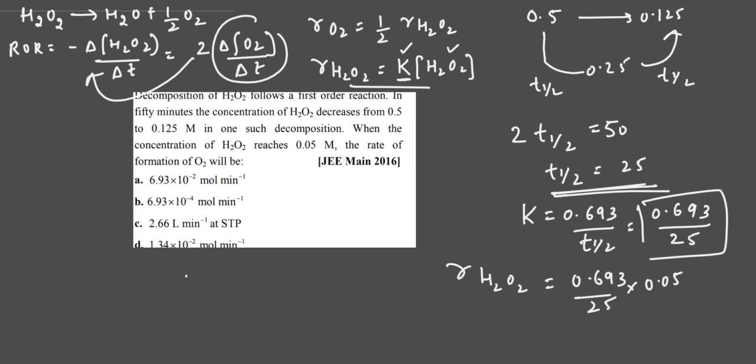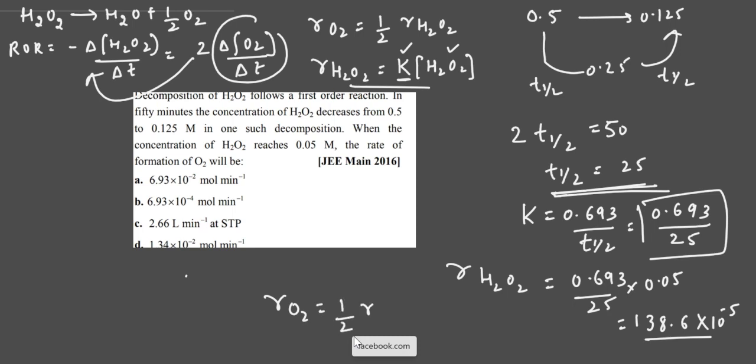When I solve, I will get 138.6 into 10 raised to the power minus 5. Now this is the rate of decomposition of H2O2. The rate of formation of O2 will be equal to half of the rate of decomposition of H2O2. So after taking half of this value, I will get 6.93 into 10 raised to the power minus 4.